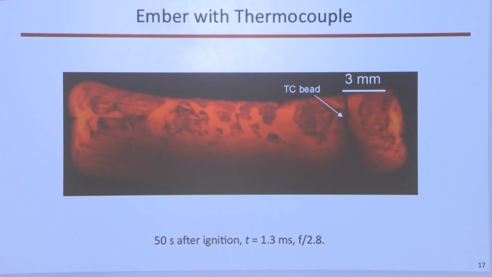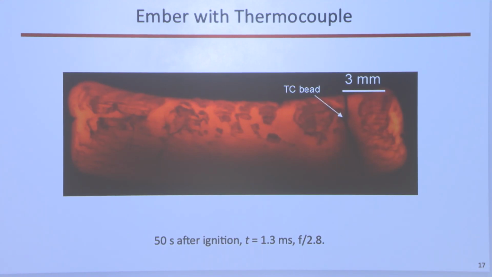Here's what happened when we took a picture with a thermocouple on the ember. The arrow here shows where the thermocouple bead is located. The thermocouple wire was wrapped all the way around the ember, pulled tight to make sure we could get the best thermal contact possible. And yet, the region near the thermocouple bead isn't glowing. The bead and the wire were cool enough that they stopped the burning.